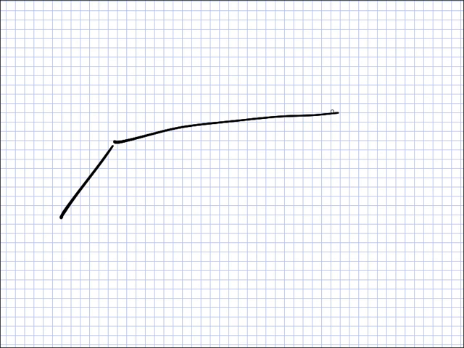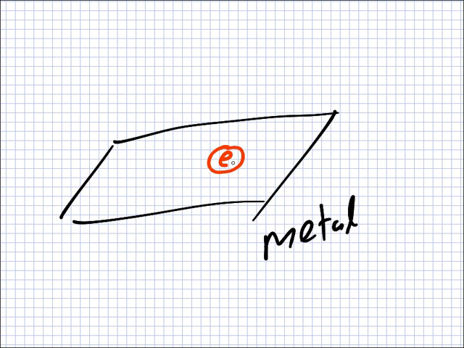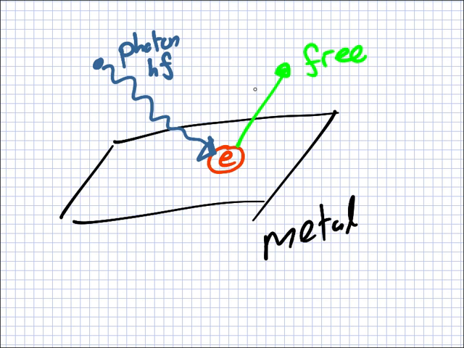So here's your metal, here's your electron, and you could have a photon here, and it comes along and it hits the electron. And it disappears. So the energy that this photon had, that's hf, it can give its energy to the electron, and then this could free the electron. So you can shine a photon on an electron and free the electron.